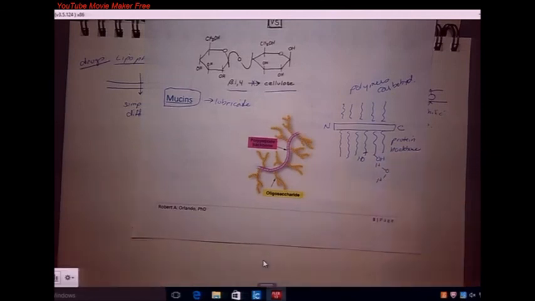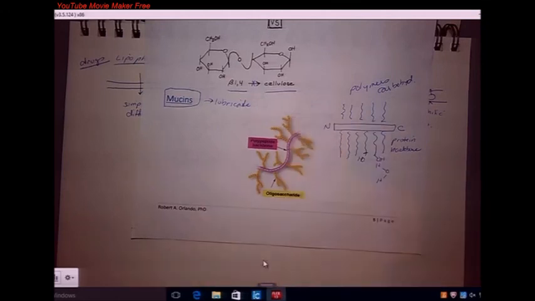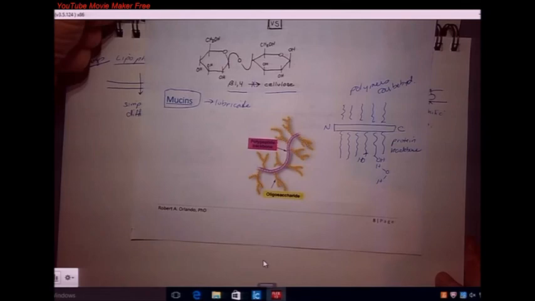So these mucins, they're sticky, they form kind of a gelatinous mass, and they also bind an enormous amount of water. And it's these two properties that allow these mucins to coat the food and allow it to pass through the esophagus very easily. Questions so far?